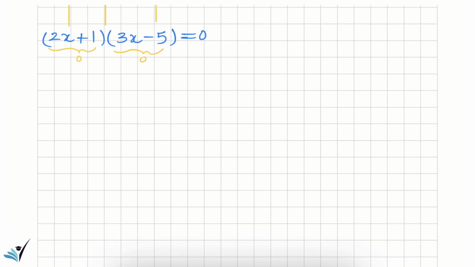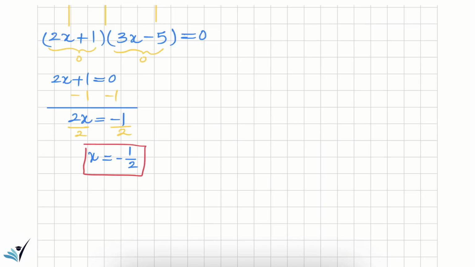If we set the first one to 0, we would have 2x + 1 = 0. And we solve it for x. Subtract 1 from both sides, and I have 2x = -1. Going to divide both sides by 2. I would have x = -1/2. This is one answer.